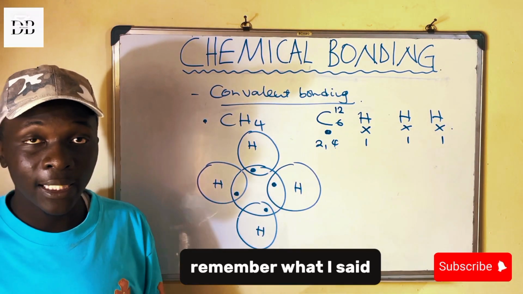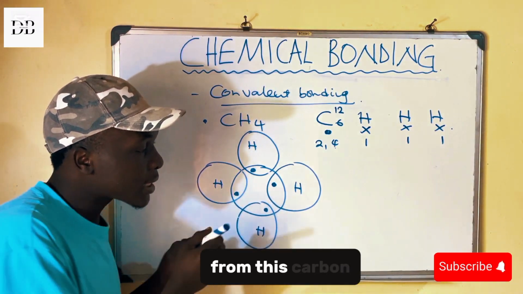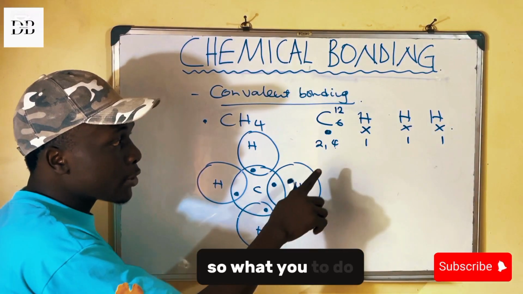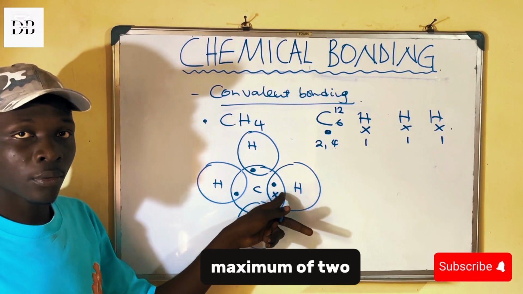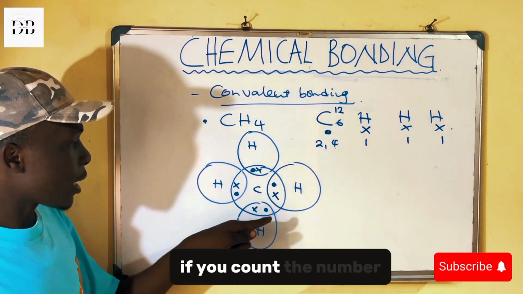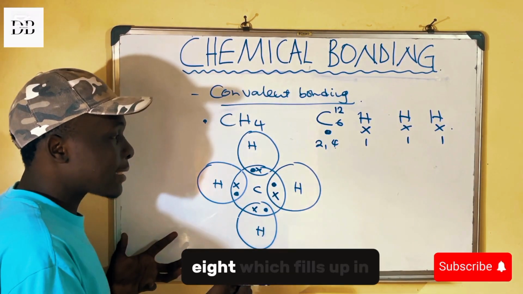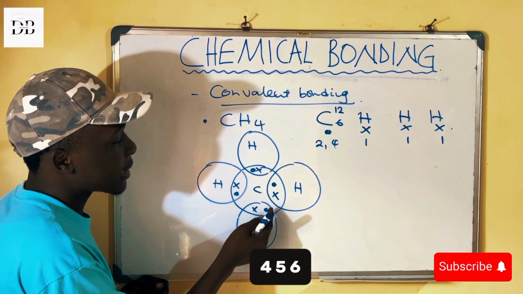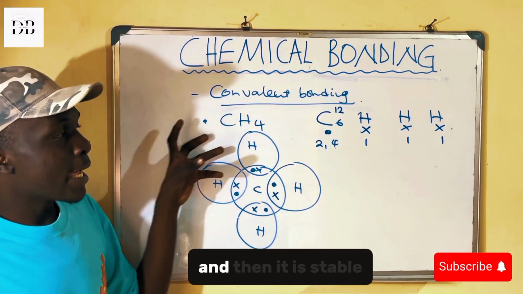Now remember what I said. This is an I for an I. So you cannot share 1 electron from this carbon to this hydrogen without it reciprocating. So it will share its 1 electron there, and then it will have a maximum of 2. The same will happen for that one, and that one. If you count the number of electrons in carbon, you see that there are 8, which fills up the second shell: 1, 2, 3, 4, 5, 6, 7, 8. And then we can see that we have 2 electrons and 2 electrons, and then it is stable.